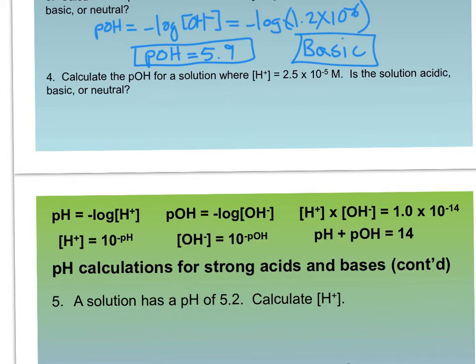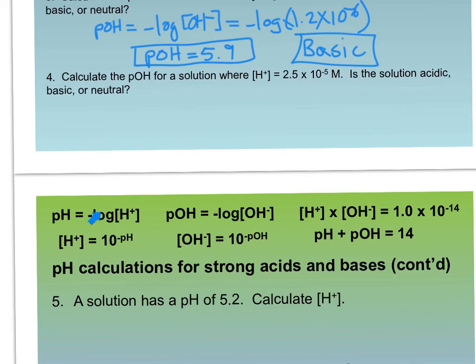So there's different ways to do this. I'm trying to find the pOH and I'm given the H plus, right? One way to do this is to use this equation. Since we're given the H plus, we can use this equation to find the OH minus concentration. Once we find the OH minus concentration, we can then plug it in here and find the pOH. That's one method.